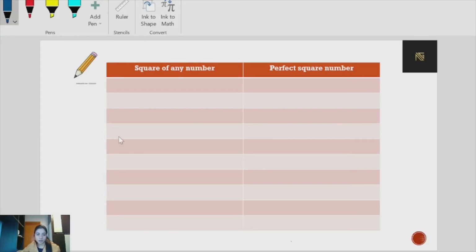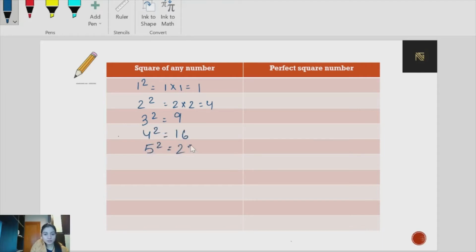Here I am going to write the square of numbers from 1 to 10. So 1 square will be 1 times 1, that is 1 only. 2 square will be 2 times 2, 4. 3 square will be in the same way 9. 4 square 16. 5 square 25. 6 square 36. 7 square will be 49. 8 square 64. 9 square 81 and 10 square 100.